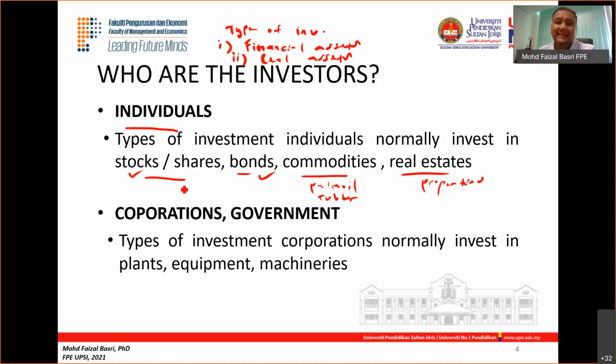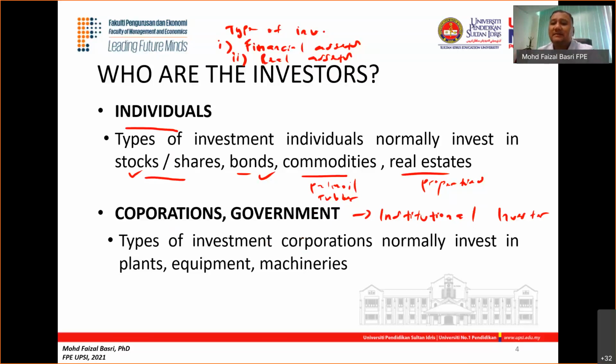Anyway, that's the first type of investor. Those were the types of investment; now we reverse back to the investor. The second type of investor would be the companies, the non-individuals. Here they are specified as corporations or government, but sometimes we label them as institutional investors. The root word is institute, corporations.